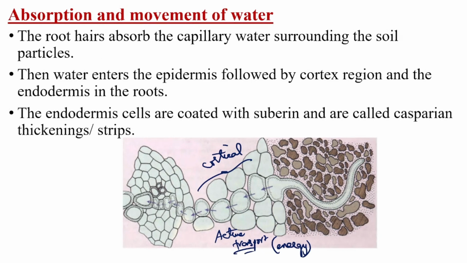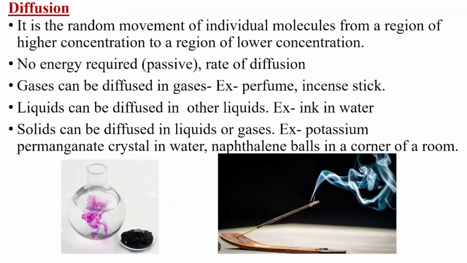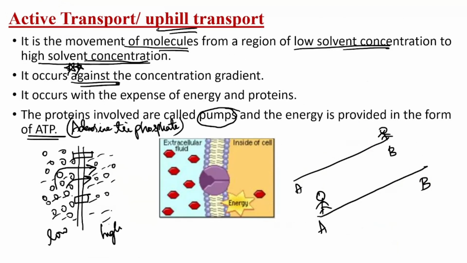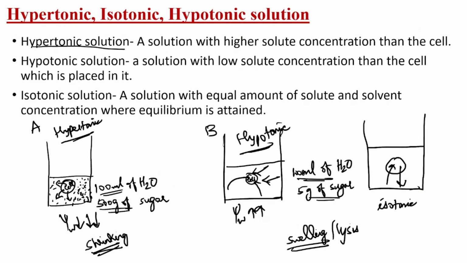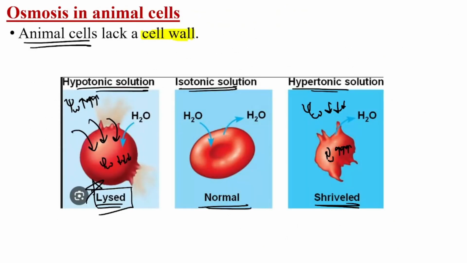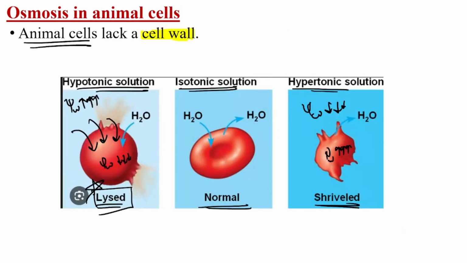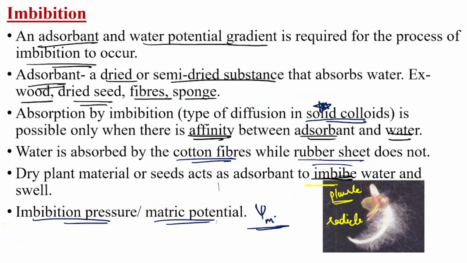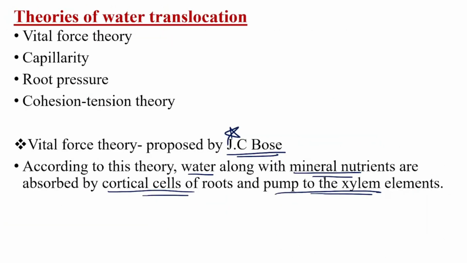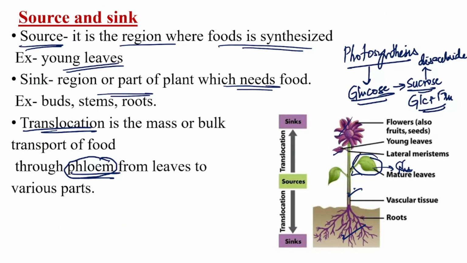Then we discussed how movement of water takes place in the roots: the symplastic and apoplastic pathways, diffusion, facilitated diffusion, active or uphill transport, osmosis, hypertonic, isotonic and hypotonic solutions, and how these work in animal and plant cells. The main difference is that animal cells lack a cell wall and plant cells have a rigid cell wall. Then we discussed imbibition. Later, we talked about the theories. The best theory which explains water movement is the cohesion tension theory. And then how translocation takes place.